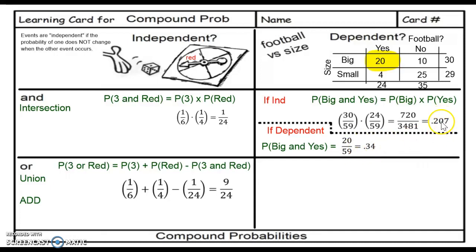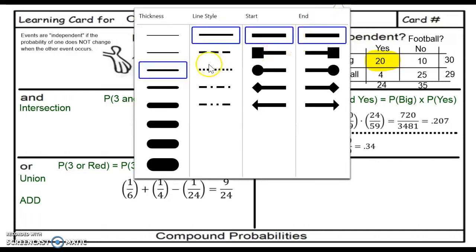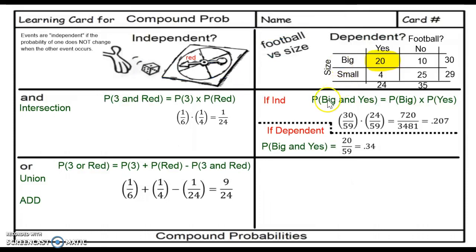We can see that these two probabilities are not equal to each other. So which one is it? If they were independent, then we could go with this. If they're not independent, or if they are dependent, then the probability is this. So in reality, what we have right here on the top is not correct. So let's cross this out. They are dependent on each other. And the reason why I know that is because of the two-way table that I have up here. Okay?